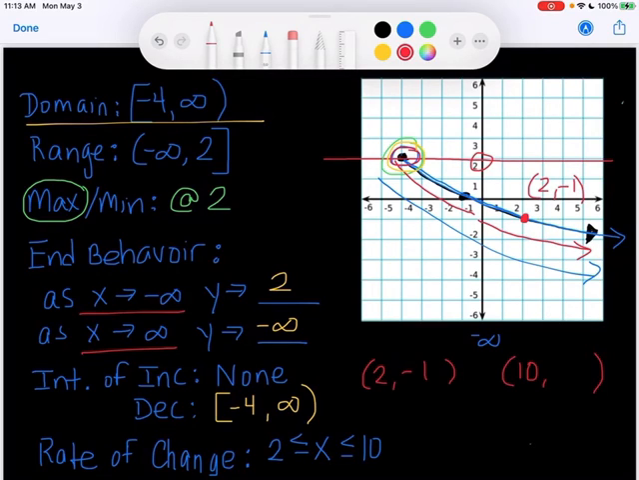And then we can't see 10 on this picture, so let's do a different value here. Let's say from 2 to 6. And so we need the ordered pair with 6 in for x. Well, that ordered pair is right about here. I'm going to approximate that's about -2.8, because it's not at an exact whole number, so we're just estimating.